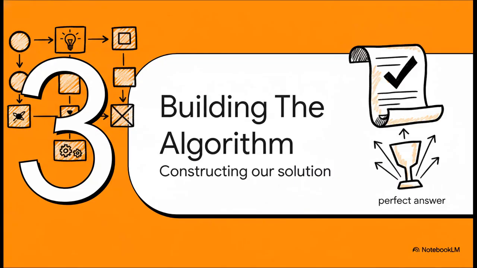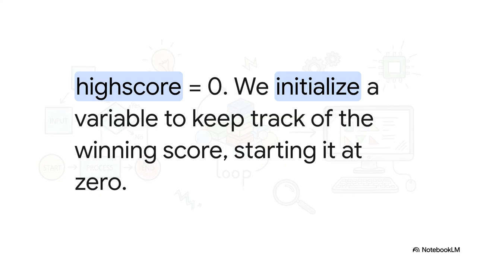Okay, now for the really fun part. Let's turn that plan into an actual algorithm. And check this out. We're going to use a solution straight from the official mark scheme so you can see exactly what a top marks answer looks like. First thing we do is create a variable. We'll call it high score. And we set its starting value, we initialize it, to 0. Now why 0? Well, think about it. Any real score is going to be higher than that, right? So it gives us this perfect, solid baseline to start comparing against.